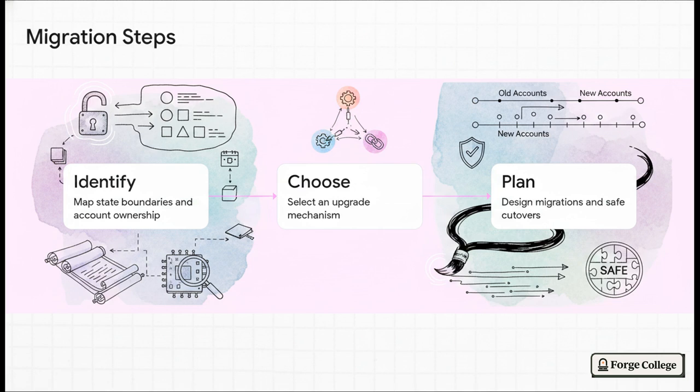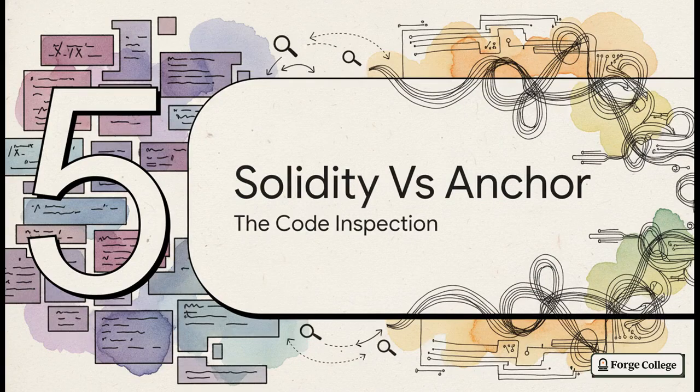Step 2, simply choose from the 3 upgrade mechanisms we just covered. And Step 3, plan the actual migrations and safe cutovers. You're literally writing the instructions to copy validated state from your old accounts into the new ones without breaking a sweat. All right, let's look at Section 5, Solidity versus Anchor patterns.